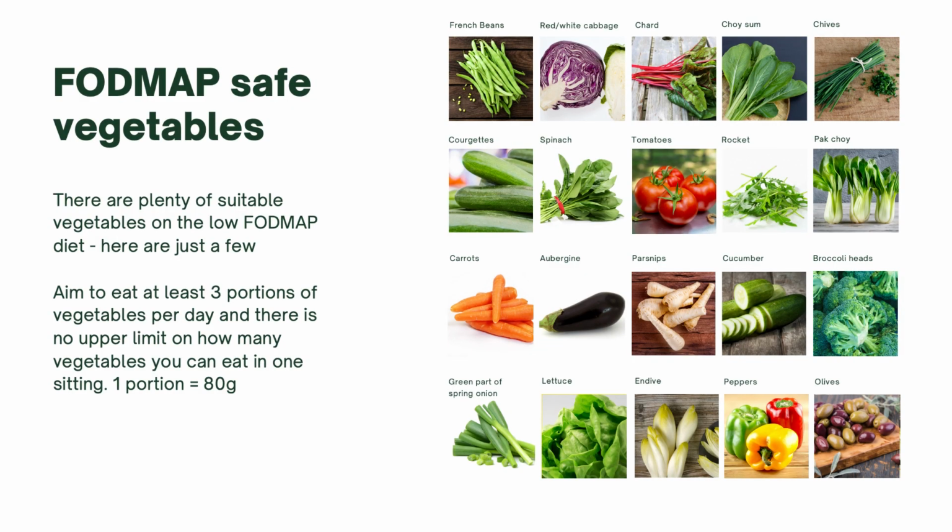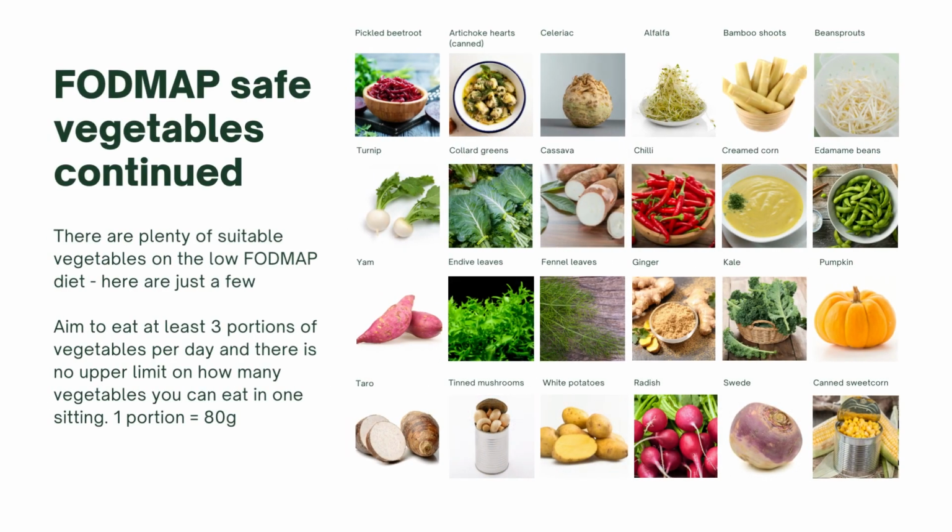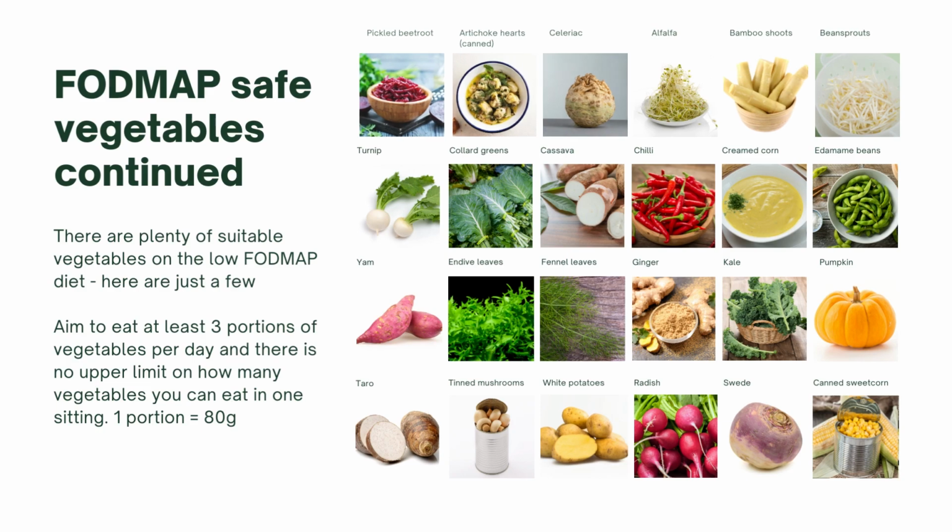So there are plenty of suitable vegetables on the low FODMAP diet, so there's no reason to have a lack of fibre or a lack of fruit and veg in your diet. Aim to have at least 3 portions of vegetables per day, and there's no upper limit on how many vegetables you can have in one sitting. One portion is about 80 grams, but to be honest, you can eat as much vegetable as you like. And all the salady vegetables like the tomatoes and the peppers and the carrot and the cucumber are all on here as well. So more FODMAP safe vegetables here. So there really is plenty for you to be having.